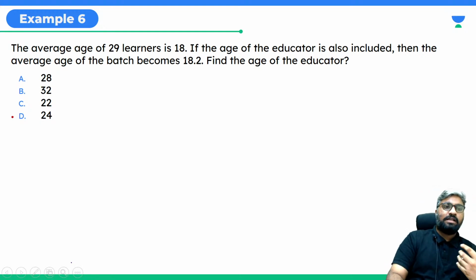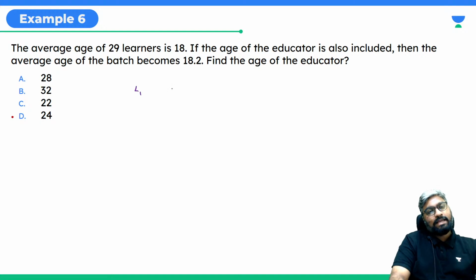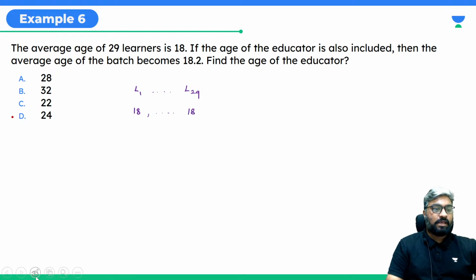The equations will definitely work, but it will take some time. So to save time, you can do this. There are 29 learners, so L1 to L29. Their average age is 18. So this is 18, all of this is 18. We are assuming.